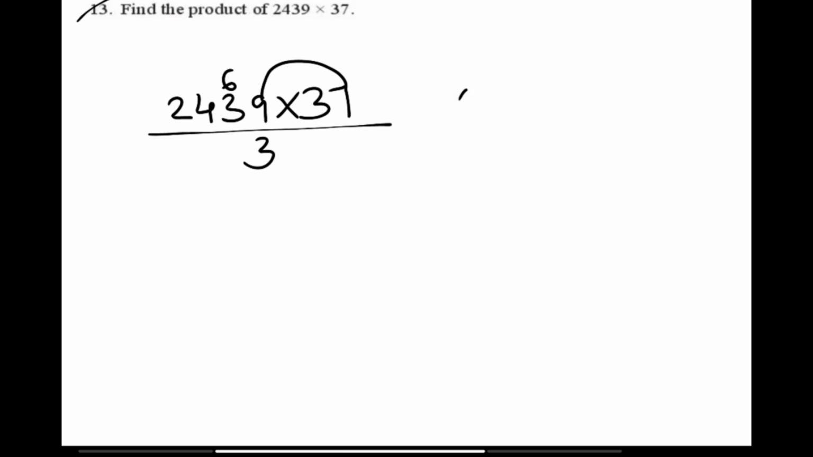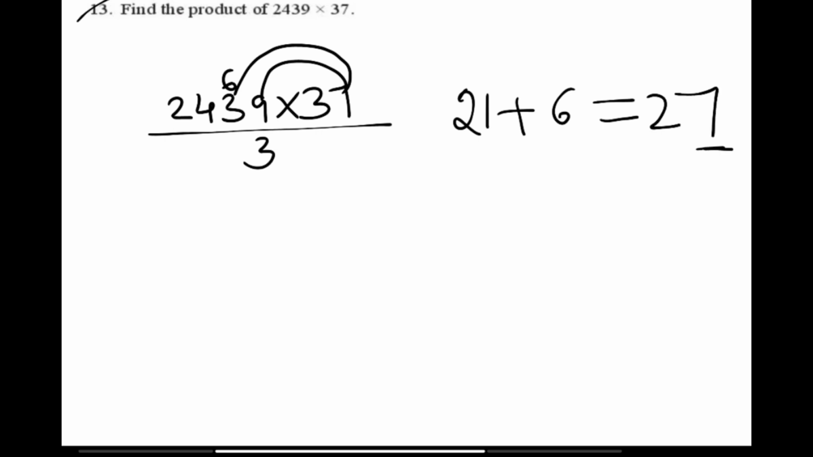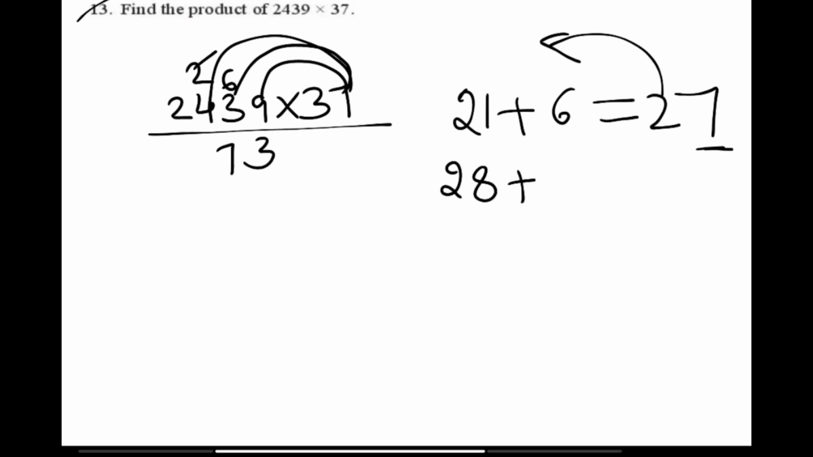Next, 7 threes are how much? 21. 21 plus 6 is 27. So we'll write 7 here, and this 2 will carry over to the next place, that is the 100 place. Next, 7 fours are how much? 7 fours are 28. So 28 plus this 2, how much will it be? It is 30. So we'll write this 0 here, and the 3 will carry over to the next place.